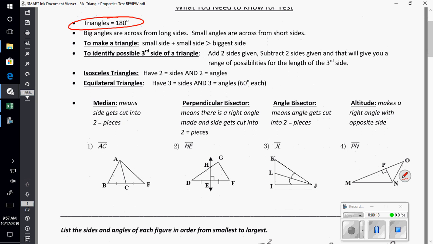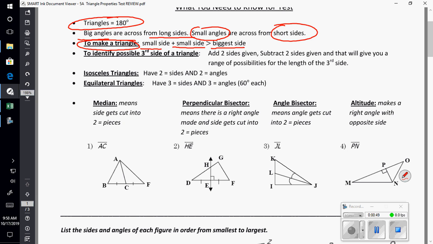The angles on the inside of a triangle add up to 180. That's an important fact. Also, the big angles are across from the long sides, and small angles are always across from shortest sides. In order to have a possible triangle, the two small sides have to add up to something bigger than the length of the biggest side.